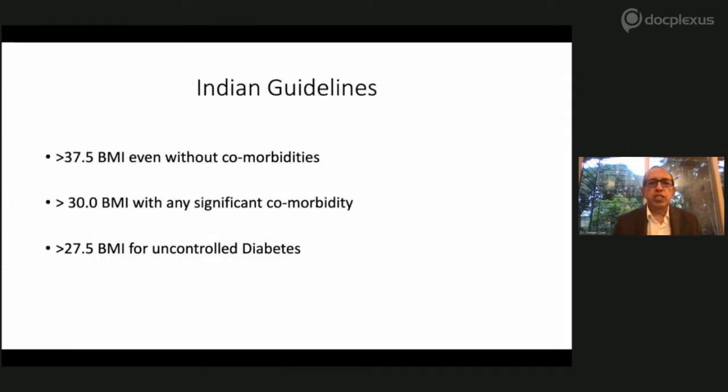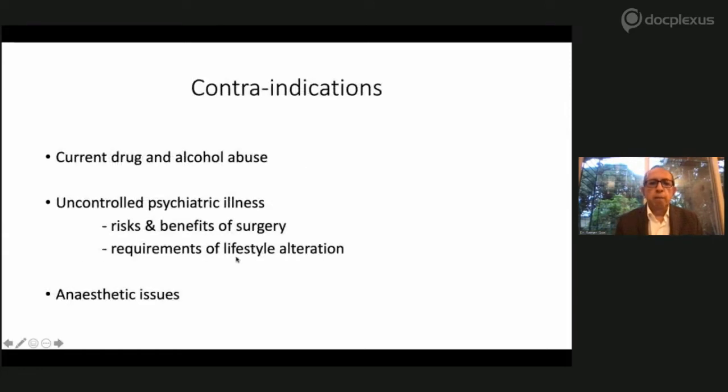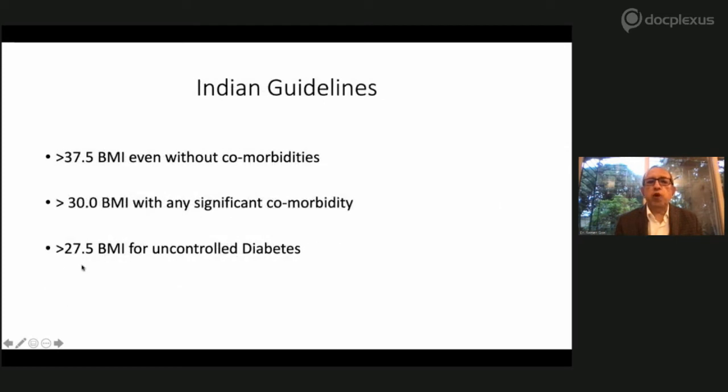Now, as far as Indian guidelines for bariatric surgery are concerned, these are different than Western guidelines, and these are by the Obesity Surgery Society of India, where if somebody has a BMI of 37.5 and has no other disease, the person is eligible for surgery. If somebody's BMI is 30 and has significant comorbidity, which could be sleep apnea, hypertension, quality of life issues, or diabetes, the person is qualified for surgery. But if somebody's BMI is only 27.5 and has uncontrolled diabetes, we can still offer this surgery.